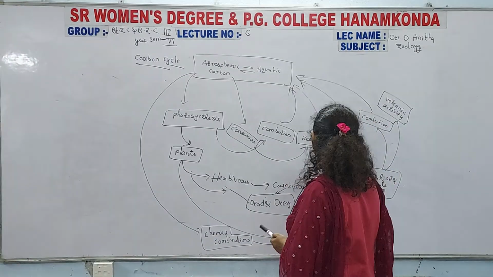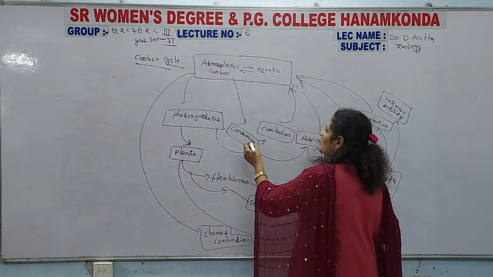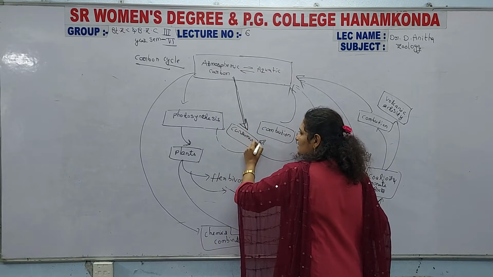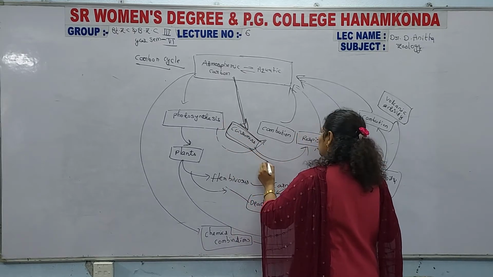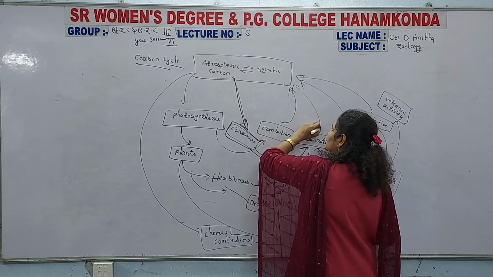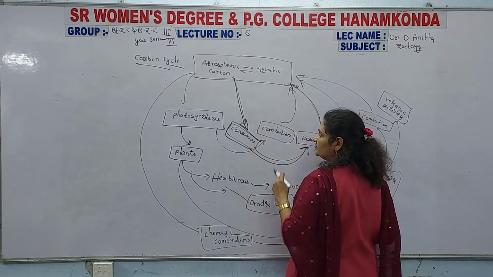It is also one of the processes. And the atmospheric carbon reaches the consumers, meaning some organisms, and through their respiration process, the consumers again release carbon into the atmosphere.